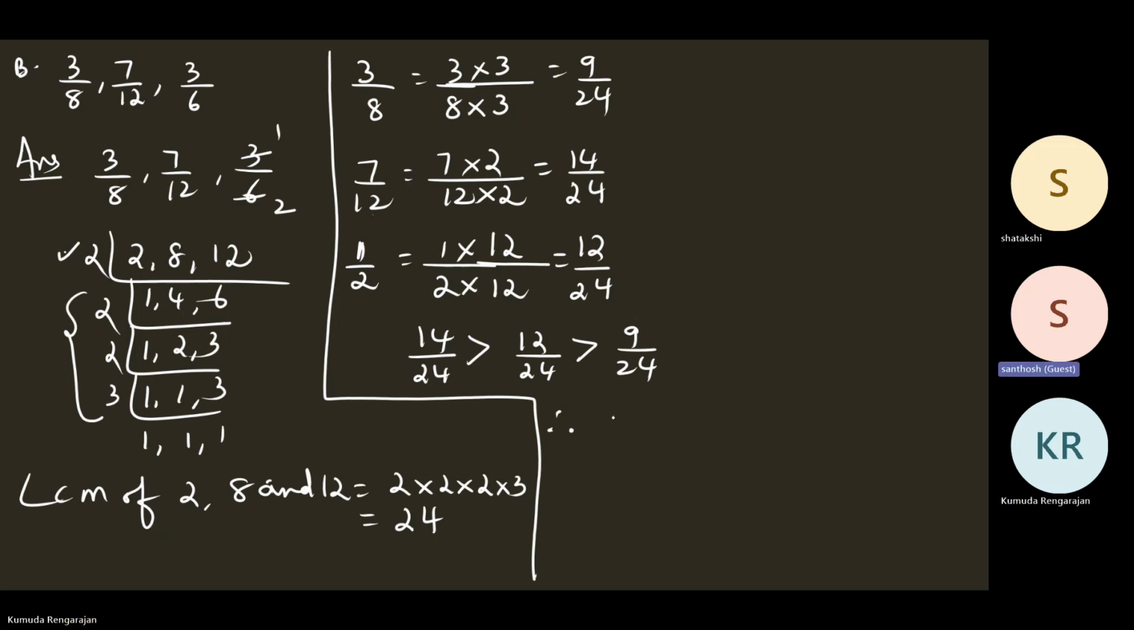14 by 24 corresponds to 7 by 12. So you must write the fraction which is given in the question. 14 by 24 is the greatest, but that one corresponds to which fraction in the question? 7 by 12. Therefore, 7 by 12 is the greatest.